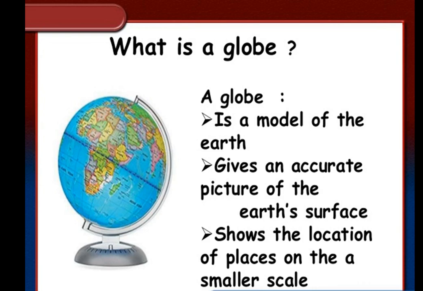Now we will see about the globe. Everyone knows about the globe. It is one of the models of the earth. You can see the figure of the globe here. It gives an exact picture of the earth's surface, which is very important and helpful for us. It also shows the exact location of places on a very small scale. So in this way we can find many places or get their location with the help of the globe. So this was the definition and explanation of the globe.